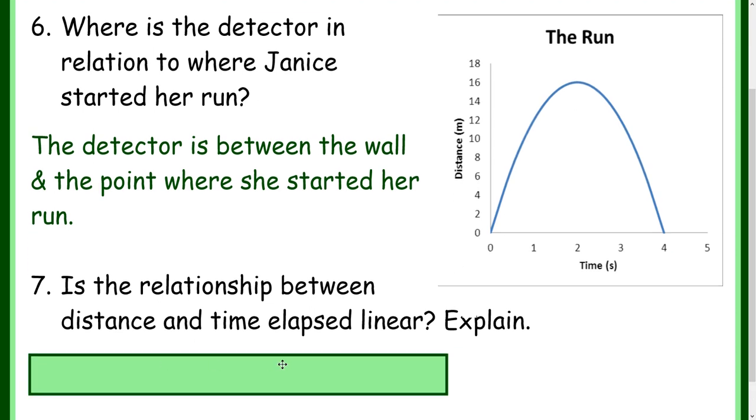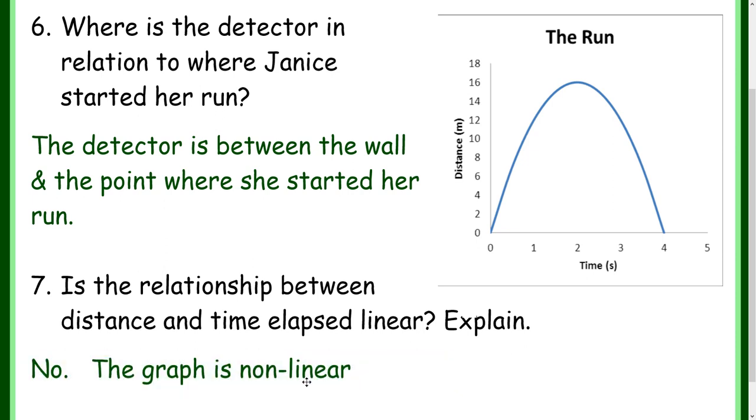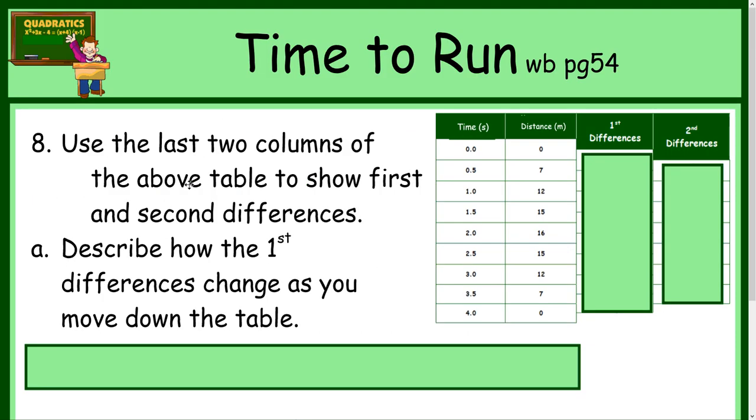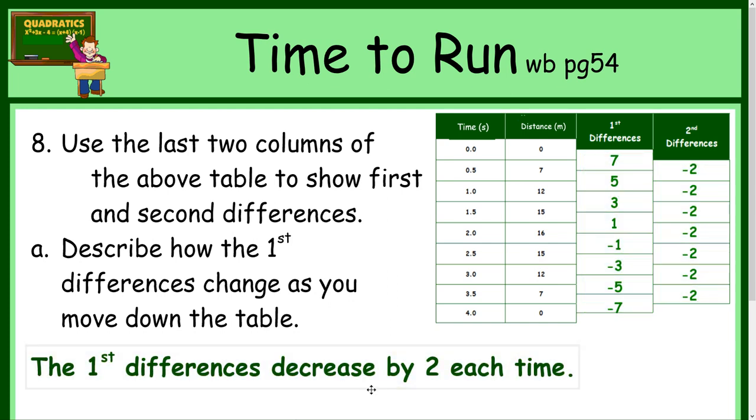Now, is this relationship linear or not? It's not. We found that from calculating the second differences. This graph is nonlinear. And then use the table to show the first differences, which we already did. So the first differences decrease by 2 every time. If we look at the first differences, we're going down by 2, down by 2, down by 2, down by 2, down by 2, down by 2, down by 2. Now, I said when you calculate your first differences, you always go from bottom up, but you can look at them in the reverse order as well.